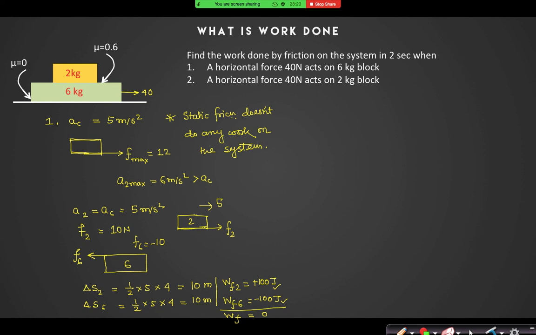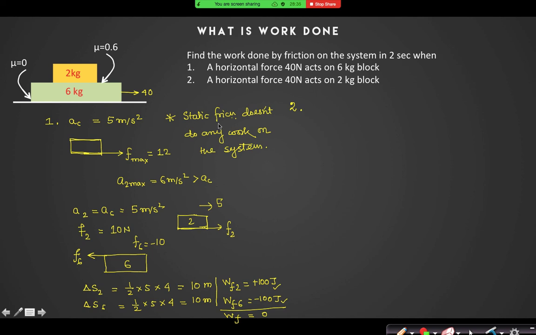Alright? Okay, sir. Then how is the work done for walking? That work is done from your muscle energy, right? That is not work done by friction.